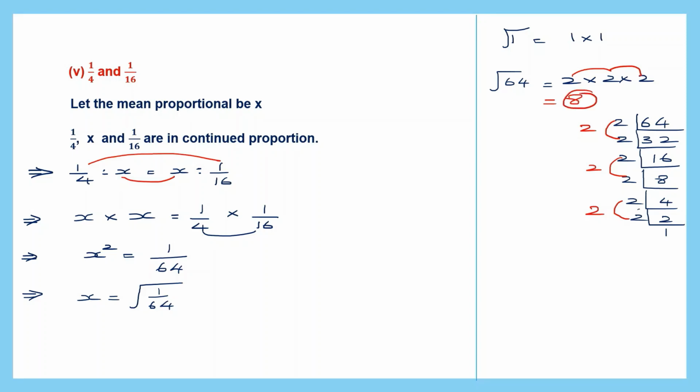Okay, so here let's go back to our answer here. So x is equal to 1 by 8. Right, so now we have found our mean proportional. The mean proportional is 1 by 8. So this is our final answer.